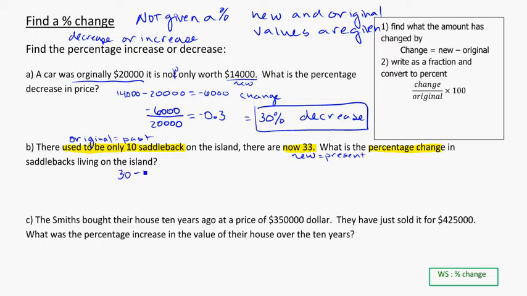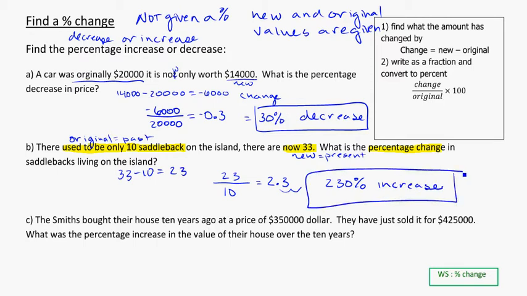So there used to be only 10 saddlebacks, and now there are 33. So 33 minus 10 gets us 23. There's 23 more saddlebacks on the island now than there used to be. And our fraction is going to be 23, the change, divided by the original amount, which in this case is 10. And 23 divided by 10 is equal to 2.3. Converting that to a percentage, we'll times by 100, which moves the decimal 2 spots over, and we get 230%. And then I need to think about it. Well, this was positive, but I'm also noticing I've gone from 10 to 33, so I know that's an increase. So the population of saddlebacks has increased by 230%.